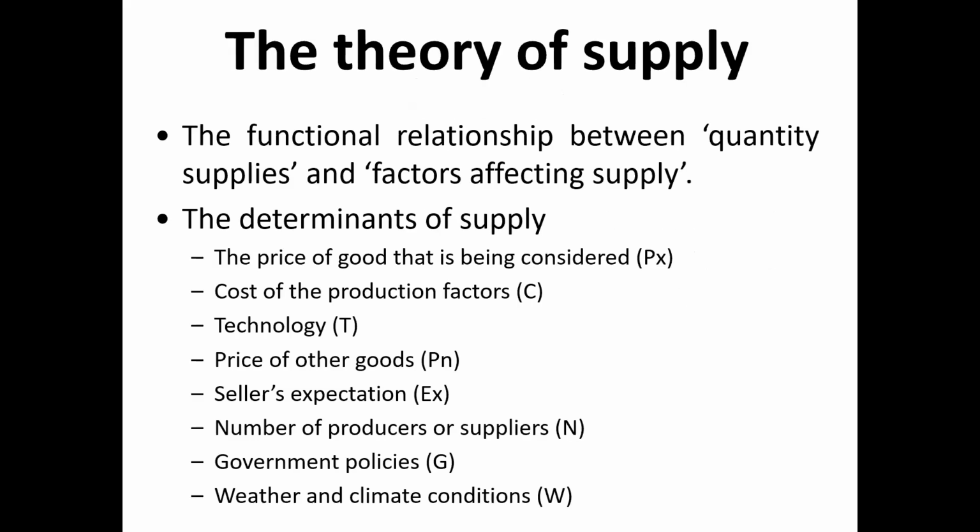As usual, you may remember the determinants of demand: the price of the considerable commodity, the price of other related commodities, population, future expectations, income, taste, and all other demand determinants. Likewise, when we consider supply, there are different factors that have an impact on its determination.